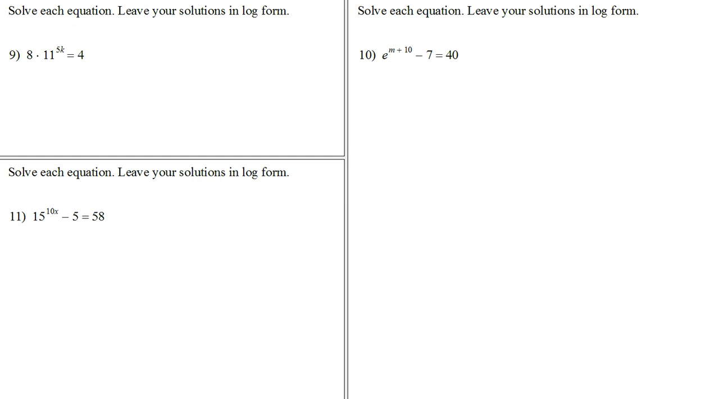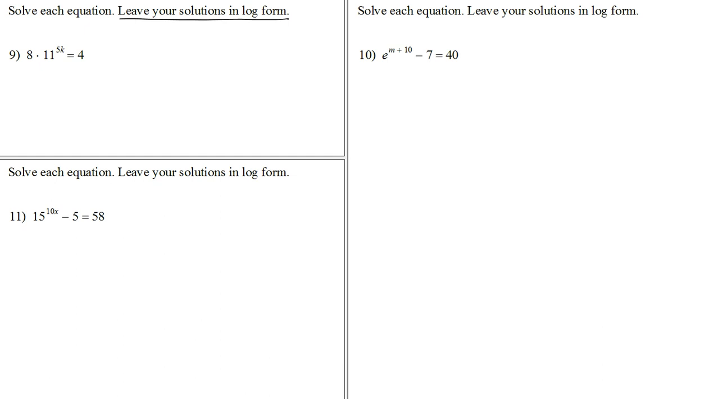Continuing to work on the Intro to Logs assignment. We're starting with number 9. Okay, so this is where they start to get a little more process going on here, but we're still not going to use a calculator because we're still just going to leave our solutions in log form. Okay, so a log is a way of rewriting an exponent so that it's no longer in the exponent.